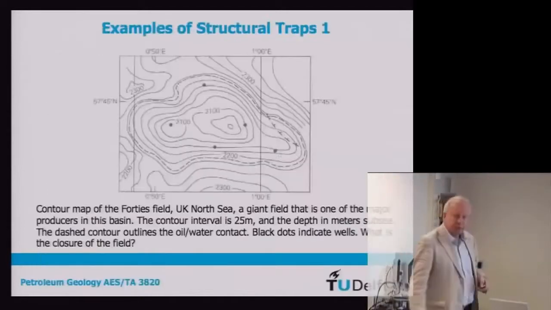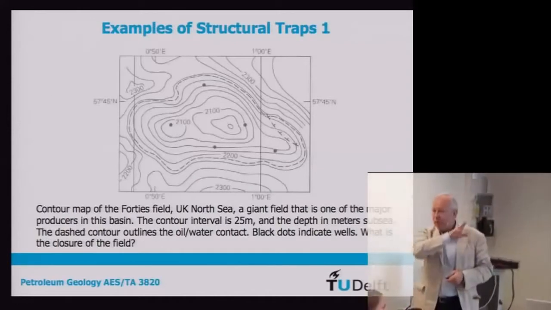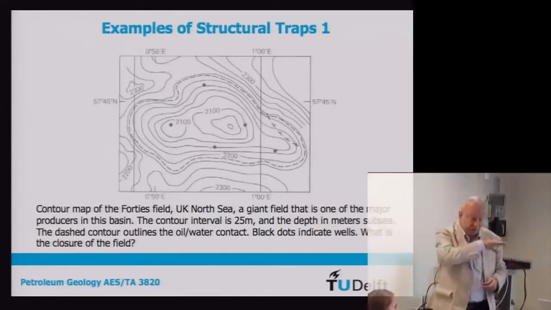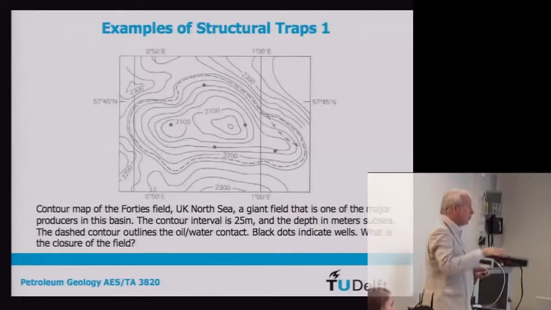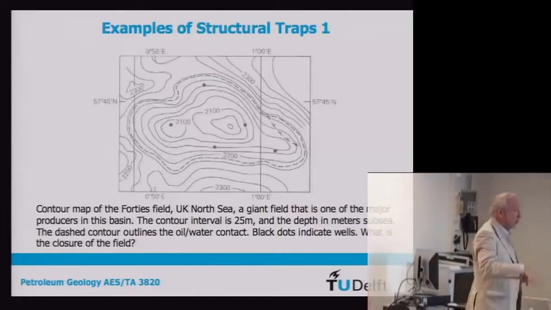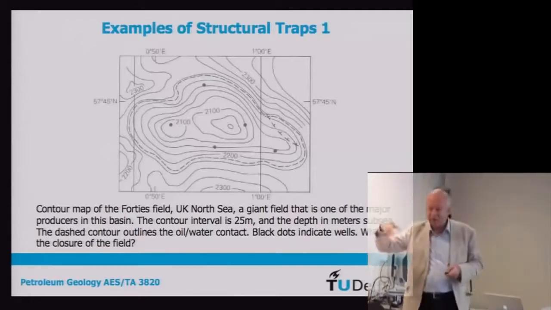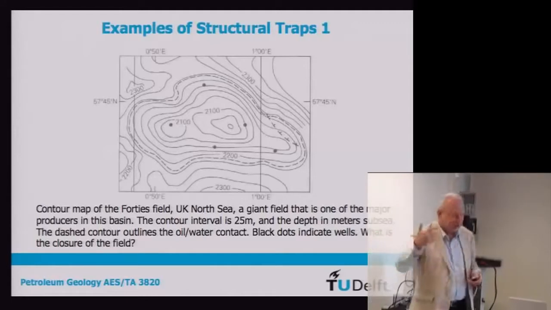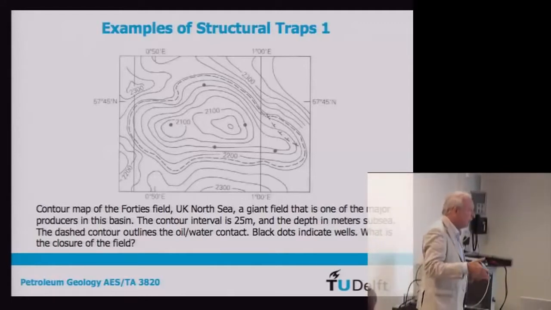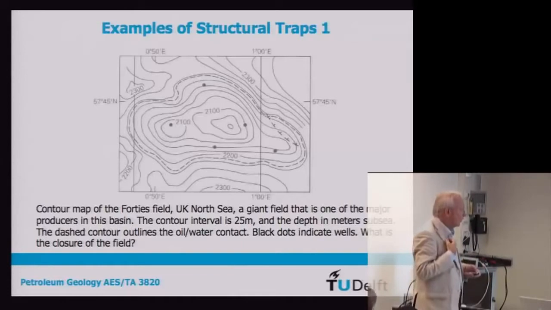All right, so what we'll do is go through a few case studies of structural traps first, and then of stratigraphic traps, and then of combination traps, and then a final rather bizarre trap which we call the dynamic trap. I'll explain that in a minute.